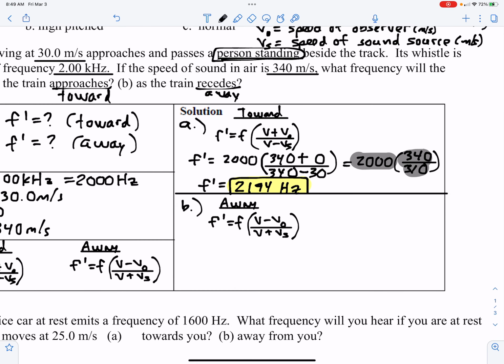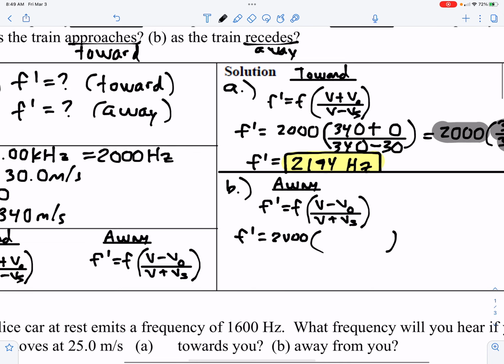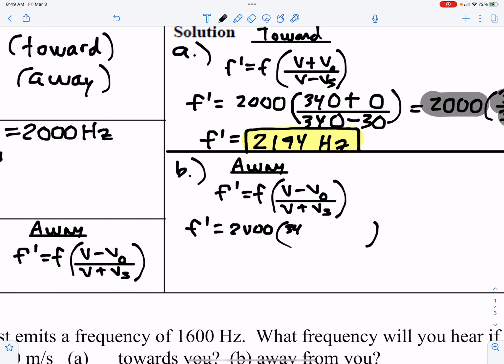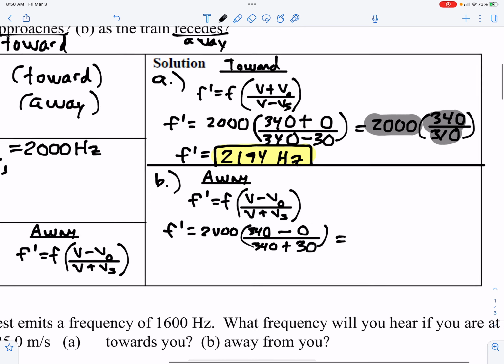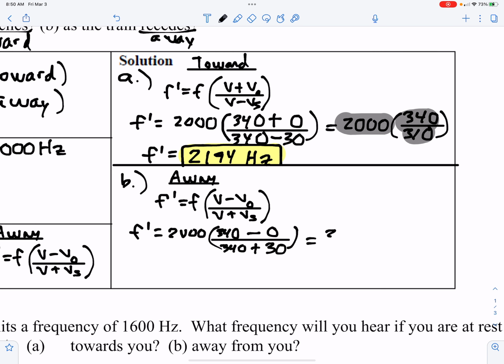Part B, same idea, but we're going to be, again, switching the signs. So we have our 2,000 hertz times, and for the first part, we're going to go 340 minus 0 on top, and then we're going to go 340 plus 30 on the bottom. So 340 minus 0 is 340 on top. On the bottom, we have 340 plus 30, which is 370.